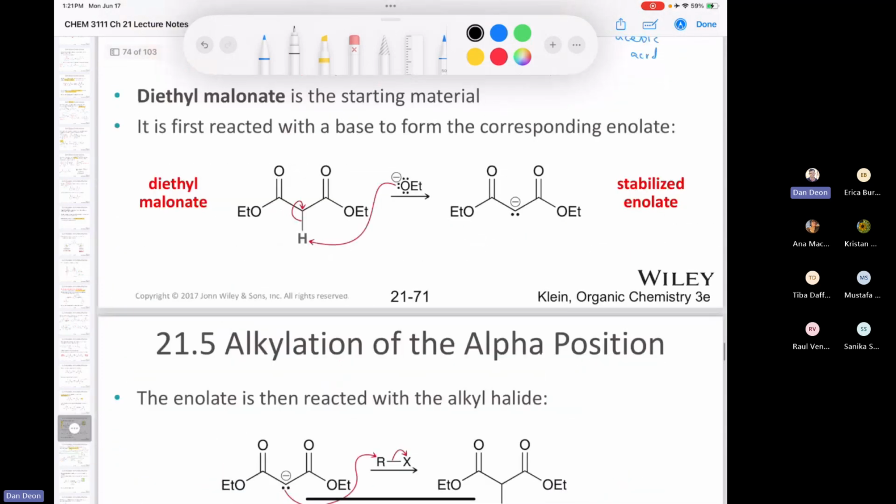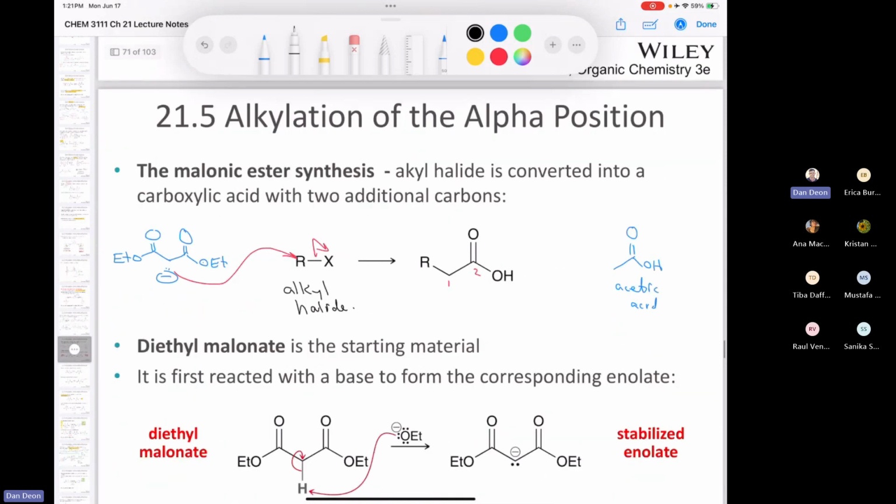But again, if you go back to the beginning, think about what you do here. You're taking an alkyl halide. Alkyl halides are cheap, abundant. You can buy them all over the place. And then just using diethylmalonate, which is also a pretty inexpensive compound, you're able to make a carboxylic acid, and you add 2 carbons. Pretty cool transformation, because once you have a carboxylic acid, what are you thinking?